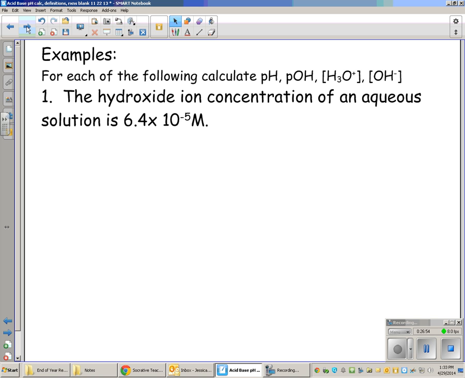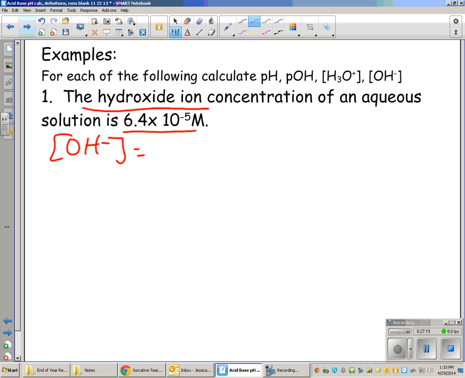Okay, so for each of the following, calculate pH, pOH, H3O+, and hydroxide concentration. We have one data point. We want to find all the other 3, okay? Work with me. Okay, so it says the hydroxide ion. What is the formula for this? OH. So we have OH concentration equal to this, 6.4 times 10 to the negative 5th. We have this value already. Which equation on your sheet includes hydroxide and hydronium?